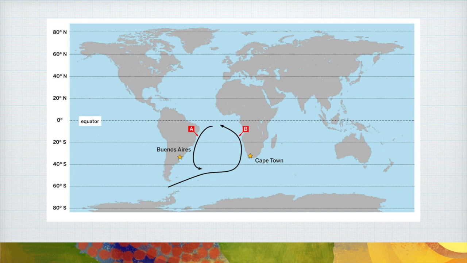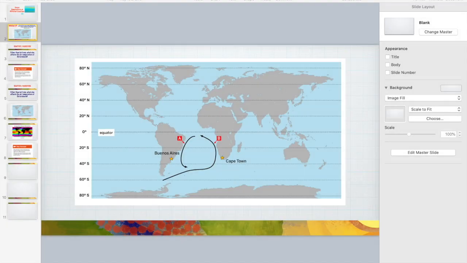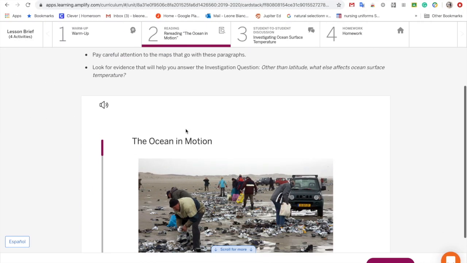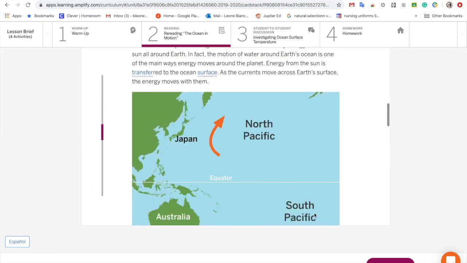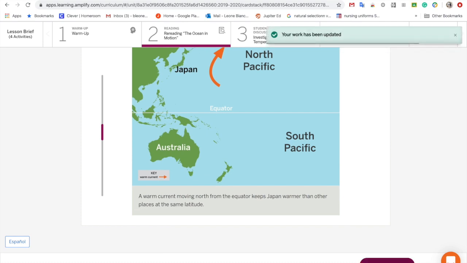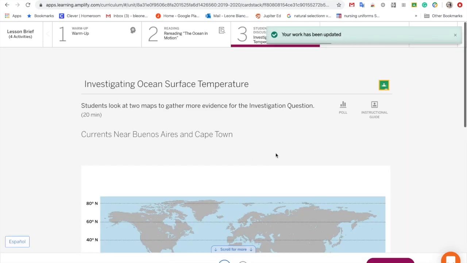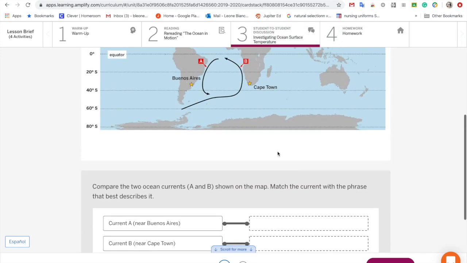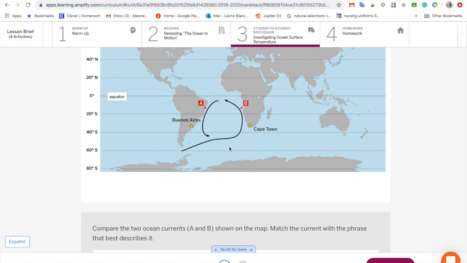So I want to look down at the map they give you on Amplify. I'm going to go back to the Amplify website just so we can see it how you are seeing it. And again, you can press update and go on to the next activity here. Let's take a look at this, investigating the temperature. If we compare this, we know that equator water is going to bring warm water, and over here it's going to bring polar water, the closer it gets to the polar parts of the map.